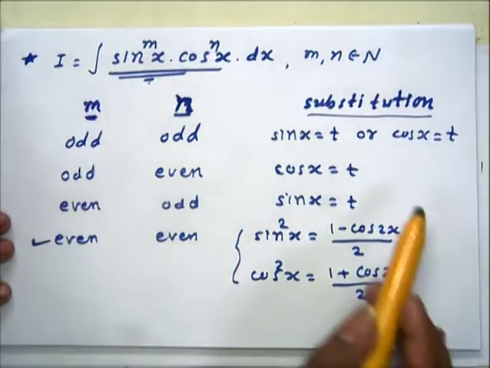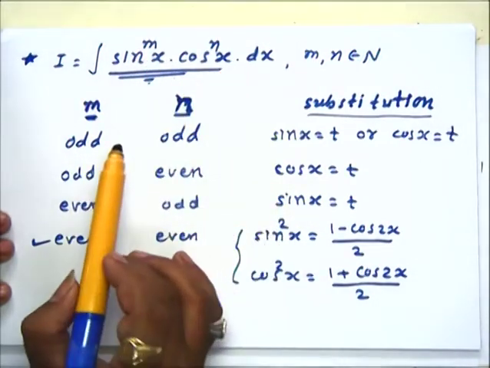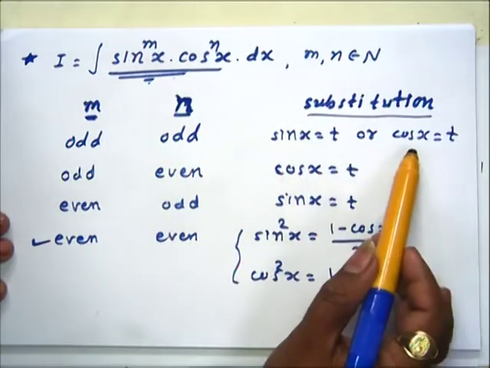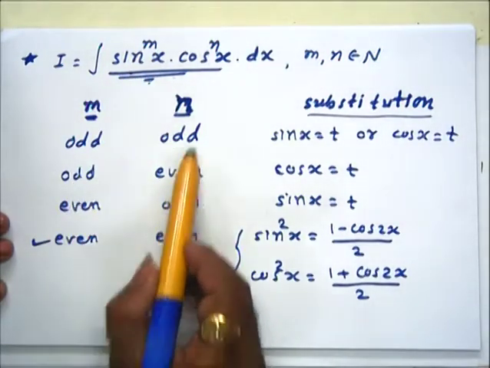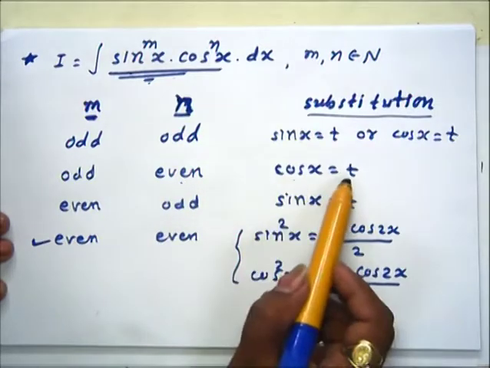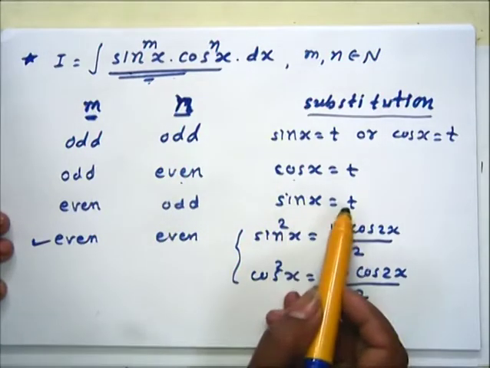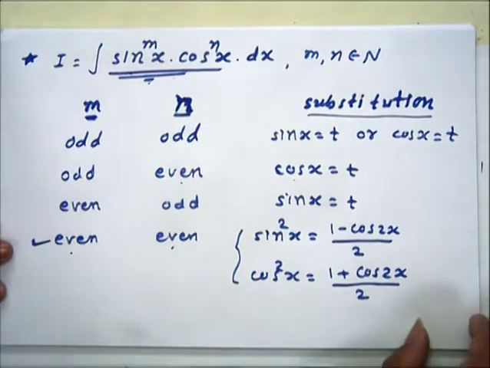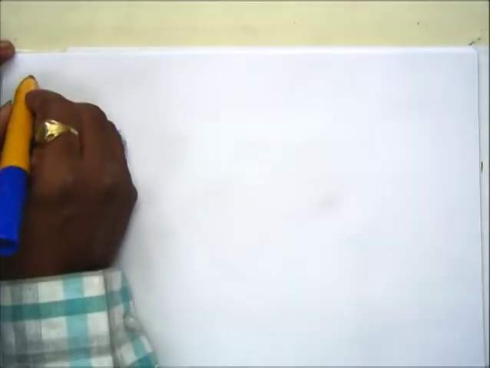So this is the method of how to take substitution in such forms, sin raised to mx and cos raised to nx. See here again, if both are odd, then you can take the substitution sin x or cos x both. If the power of sin is odd and the power of cos is even, then take cos x equal to t. If the power of sin is even and the power of cos is odd, then take sin x equal to t. And if both the powers are even, then use this formula. We will see how we are going to use this. Let's see one example on it.